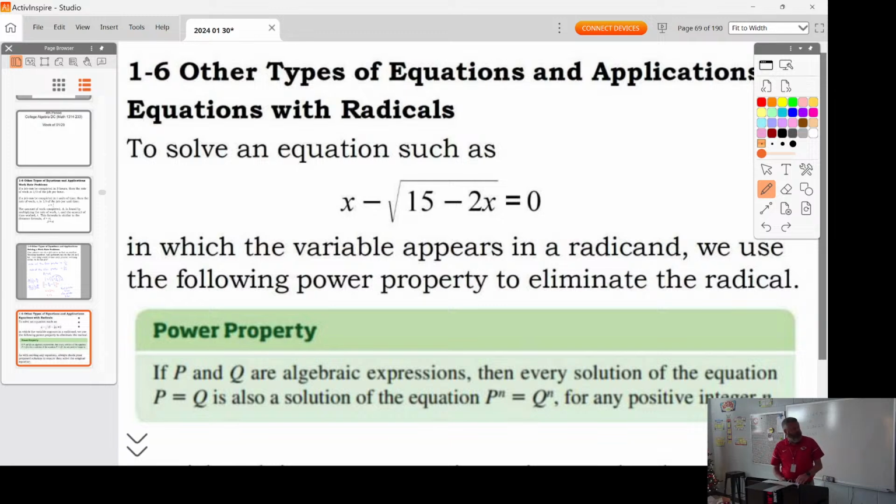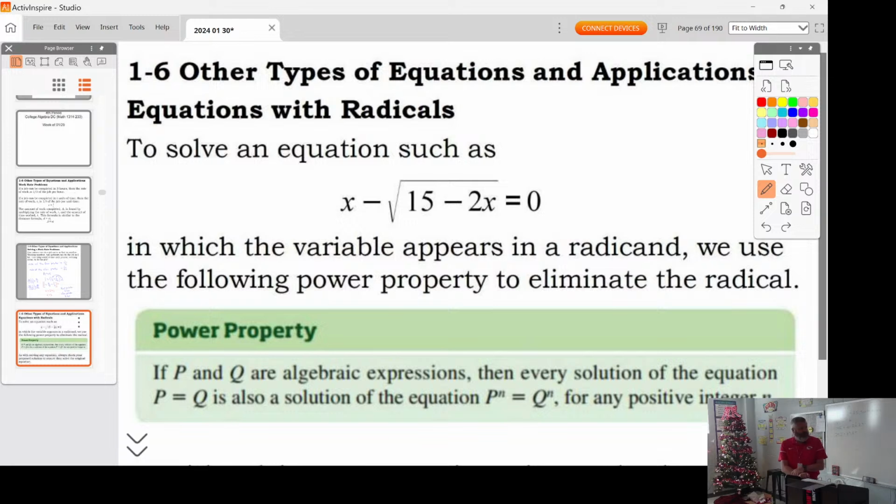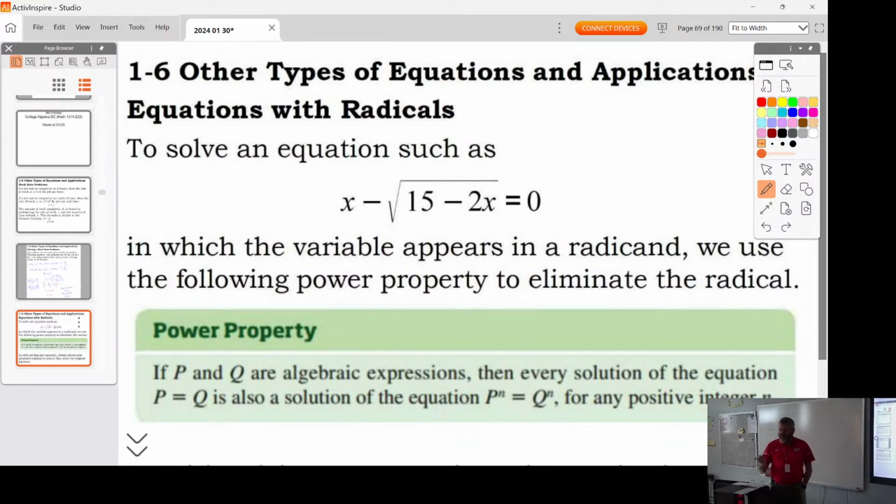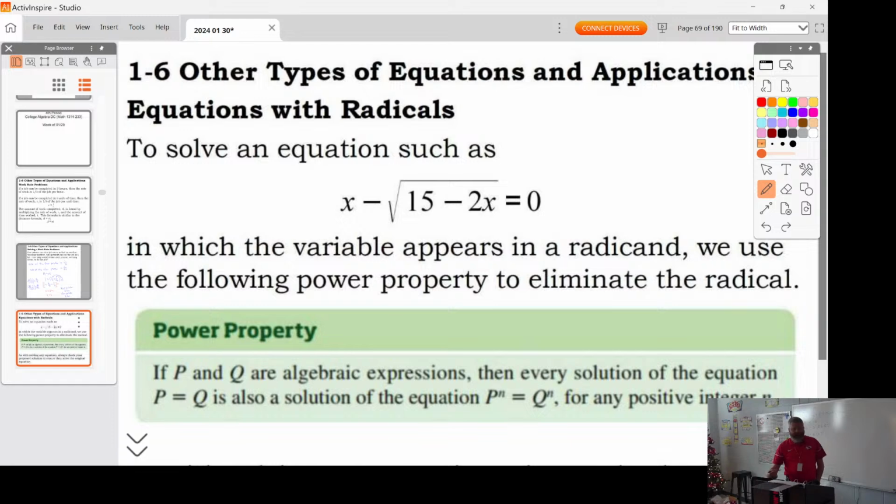To solve a problem such as x minus the square root of 15 minus 2x equals 0, the variable is inside. The variable is a part of my radicand. Remember, the radicand is the part that's inside the radical. So my variable is a part of the radicand. In order to get x by itself, I must get rid of the radical.